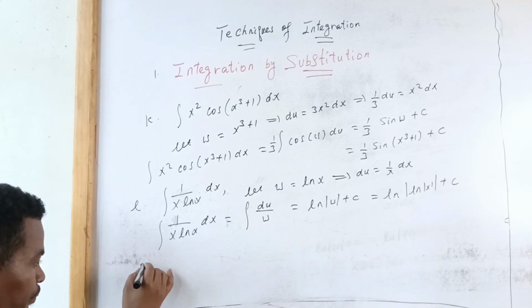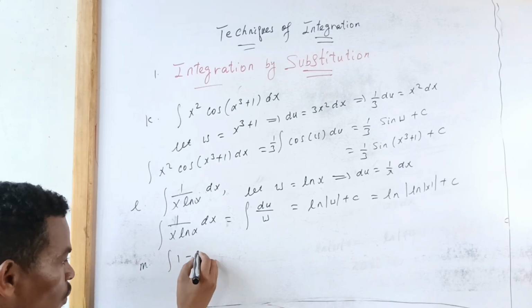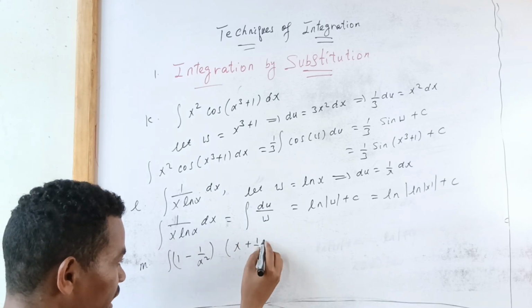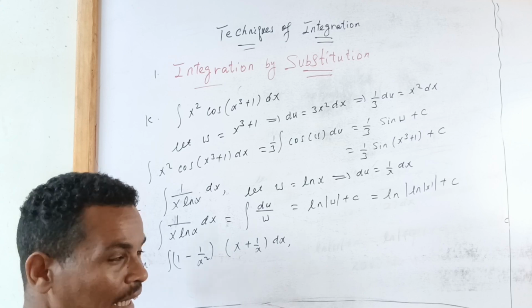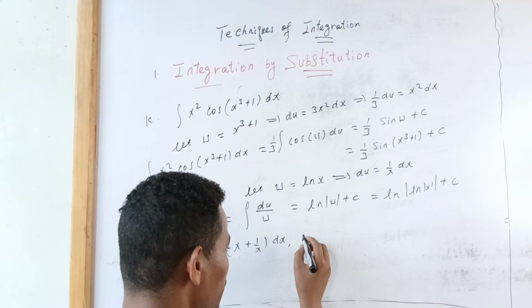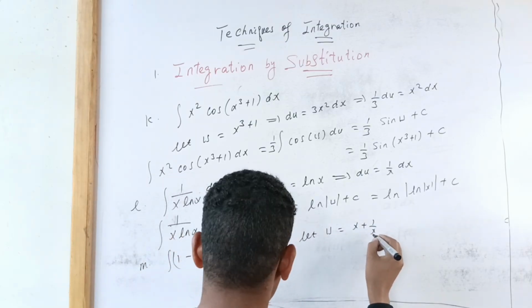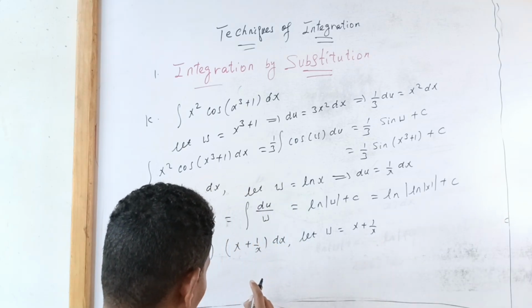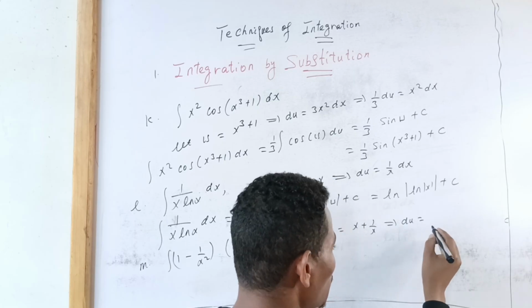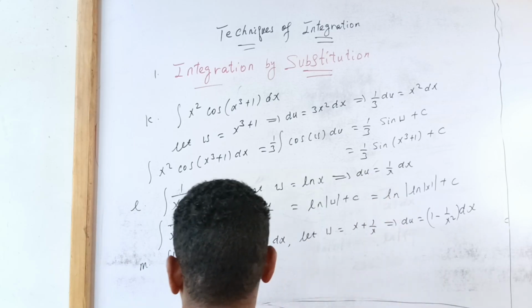Integration of 1 minus 1 over x square times x plus 1 over x dx. Again, in this case, when we take the derivative of x we get 1, and the derivative of 1 over x is minus 1 over x square. So what do we do? Let u is equal to x plus 1 over x. This implies du is equal to 1 minus 1 over x square dx.